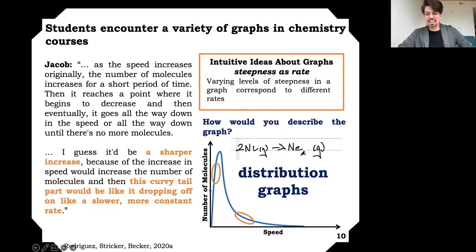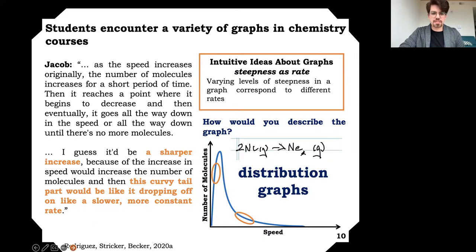And with this discussion, there's almost an implicit mapping of time onto the x-axis, right? As the student talks about the events and the molecules disappearing, we have this implicit mapping of time onto the x-axis here.